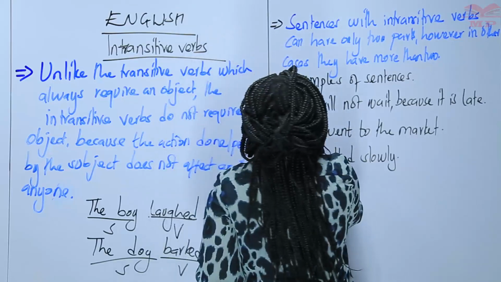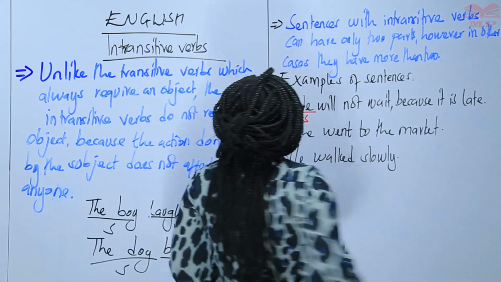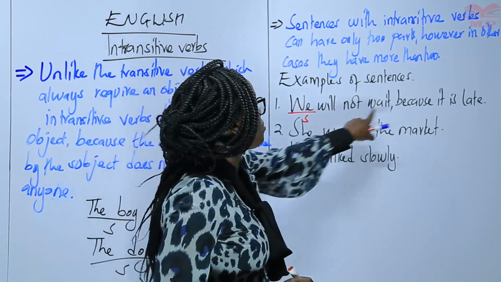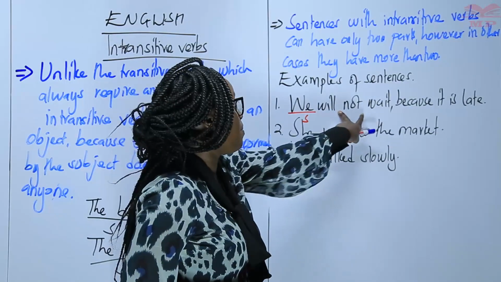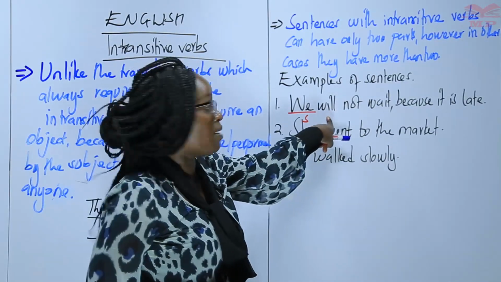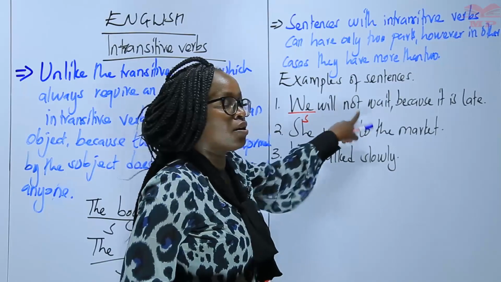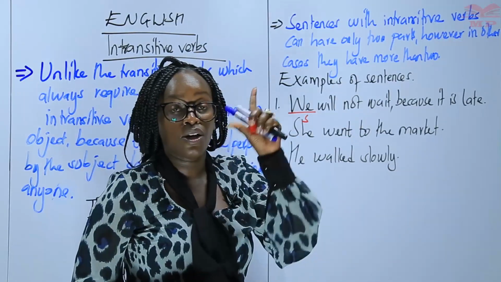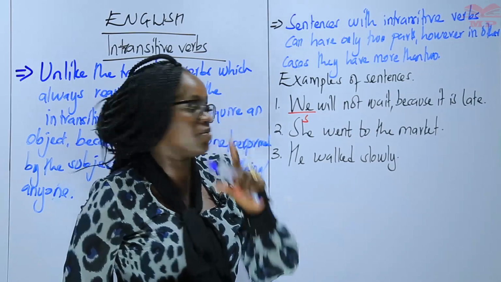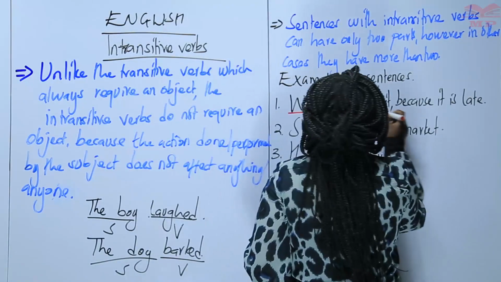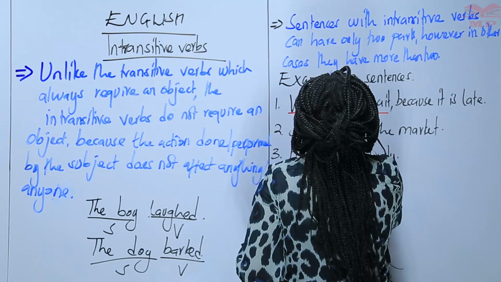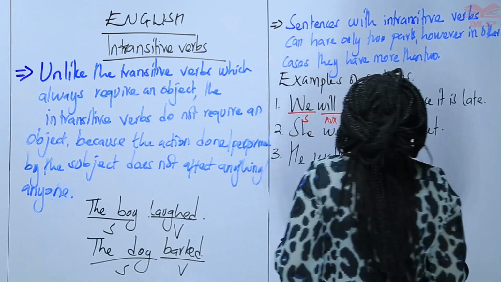Our first sentence, we is the subject here. And then will not wait, all this is actually a verb. Will is a modal auxiliary verb, and then not here has been used to show negation, or to make this sentence a negative sentence. So we will not wait. So this is an auxiliary verb, and this is actually the main verb.